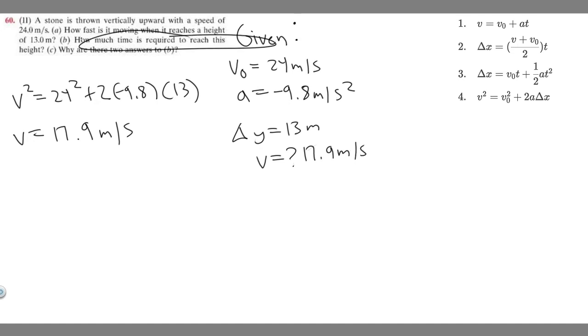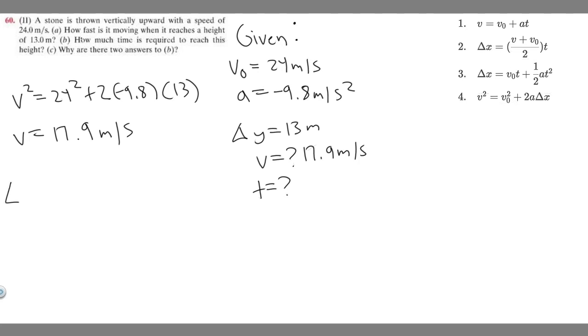Let's move on to B. B says how much time is required to reach this height. So we're trying to solve for time in this one. If we look at our equations, 4 does not contain time. Equation 2 does not contain acceleration. And the first one does not contain a distance. That's how we eliminate those, because we're given these variables and we're going to use them to solve. So we're going to be using this one right here.